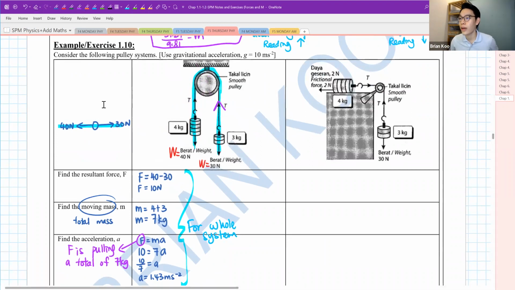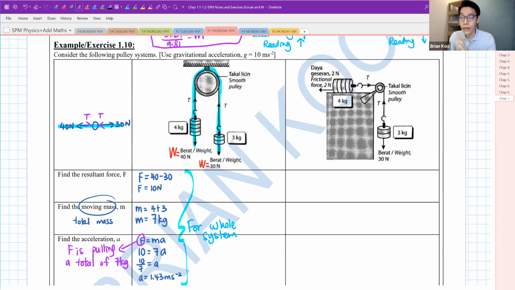Okay, and then some people ask me this, teacher, if I'm looking at the whole system, how come just now I didn't include the T? So you look at it like this. If I go and draw the T into this situation, the tension will be like this. They will perfectly cancel each other out. So if you look at it as a whole system, it will cancel each other and you won't be able to know what the value is.